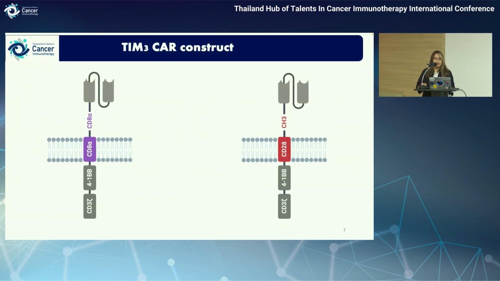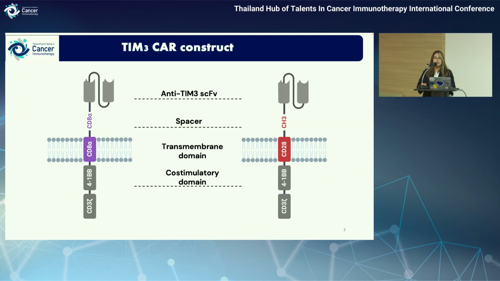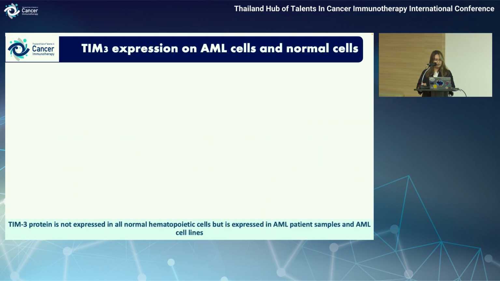So for this project, we want to generate two CAR T cells that both target TIM3, with one CAR consisting of the CD8 spacer and transmembrane domain, while the other CAR consists of the IgG-derived CH3 spacer and CD28 transmembrane domain, and the intracellular signaling for both CARs will consist of 4-1BB and CD3 zeta.